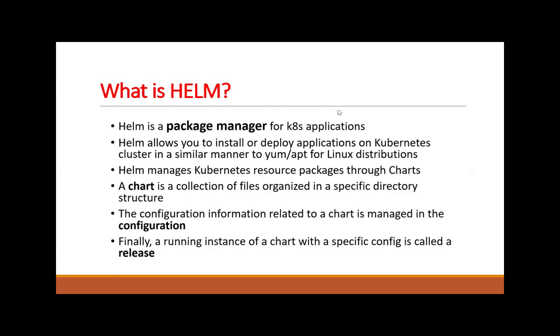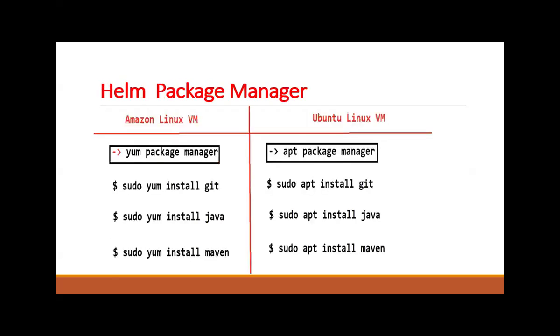Helm is a package manager for Kubernetes applications. Helm allows you to install or deploy applications on the Kubernetes cluster in a similar manner to yum or apt for Linux distributions. Helm manages Kubernetes resource packages through charts. A chart is a collection of files organized in a specific directory structure. The configuration information related to a chart is managed in the configuration. Finally, a running instance of a chart with a specific config is called a release.